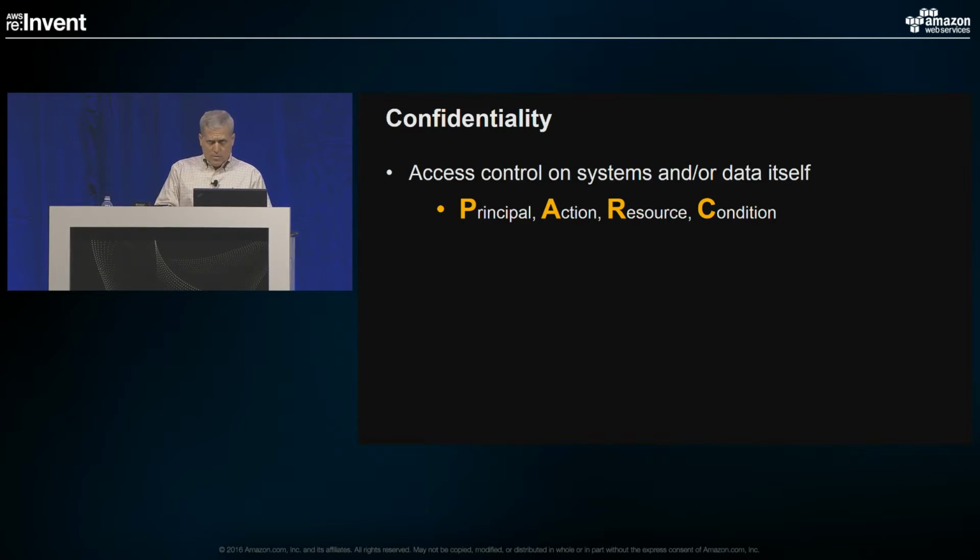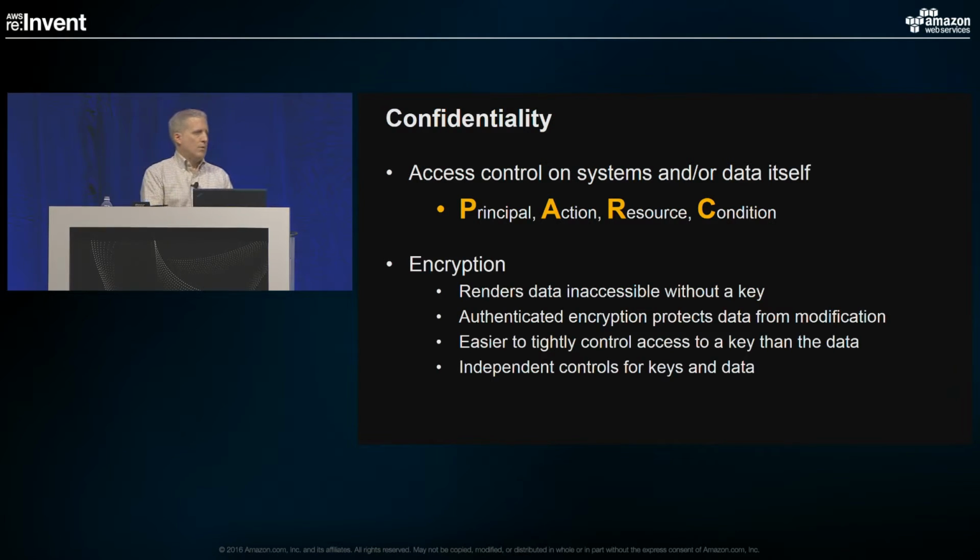For those of you who are familiar with identity and access management within AWS, you probably wrestle with the PARC model on a regular basis, defining which principals, whether they're users or roles, have access to which actions, which AWS APIs, that affect which resources inside your account, which ARNs, and finally under which conditions. So access control is clearly critical.